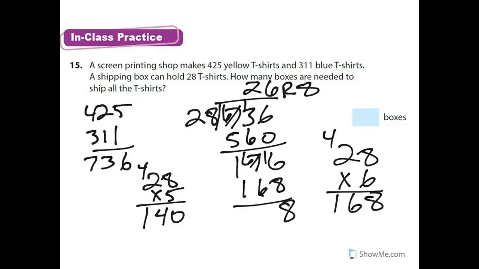No, not 26 remainder 8. There's no such thing as a remainder 8 box, right? What am I going to do with those 8 t-shirts that are left over? I'm going to put them in another box. Now, is that box going to be full? No, it's just going to have 8 t-shirts in it. So I'm going to need 27 boxes. Yeah, let's figure out what we're going to do with that remainder. We're not just doing math. We are doing math to solve the problem. But let's make sure we're answering the problem. Okay?